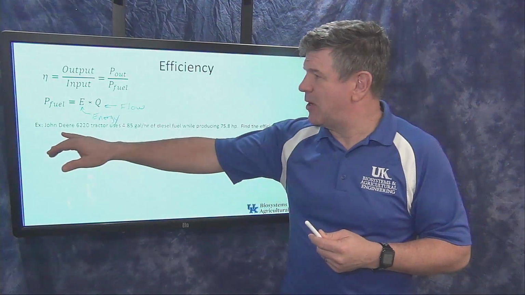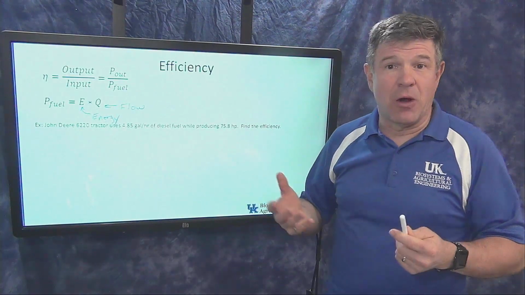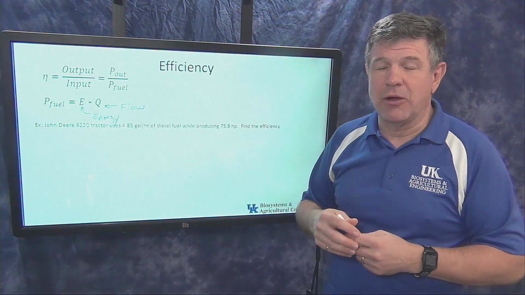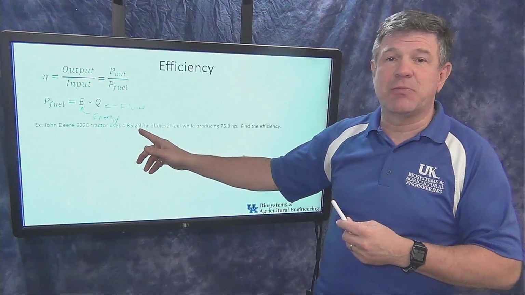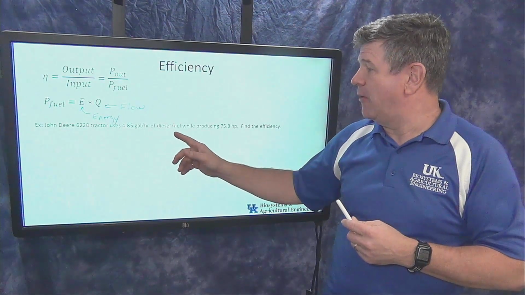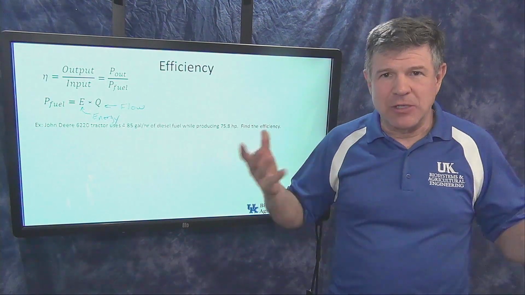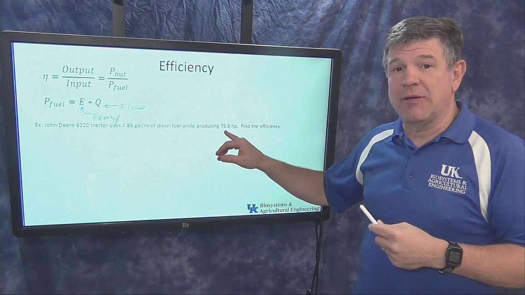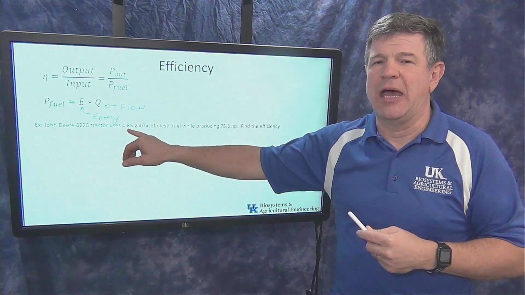So here's the example. The John Deere 6220 is one of the tractors that we have in our inventory in the department. I can look up a specification sheet on that tractor, and it tells me that the tractor uses 4.85 gallons per hour. That's how much fuel it consumes, 4.85 gallons per hour of diesel fuel, while producing 75.8 horsepower. So it's basically a 75 horsepower tractor, 76 horsepower. It can produce 75 horsepower, but it takes 4.85 gallons per hour to do that.